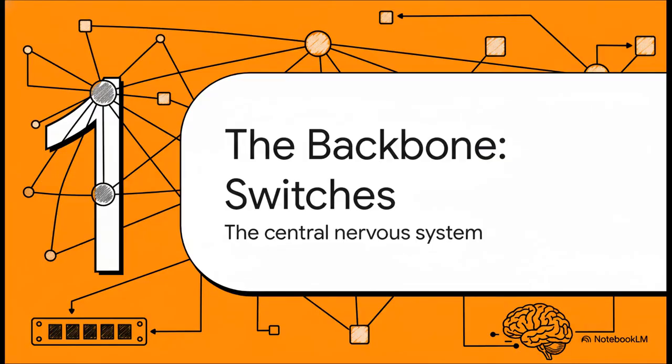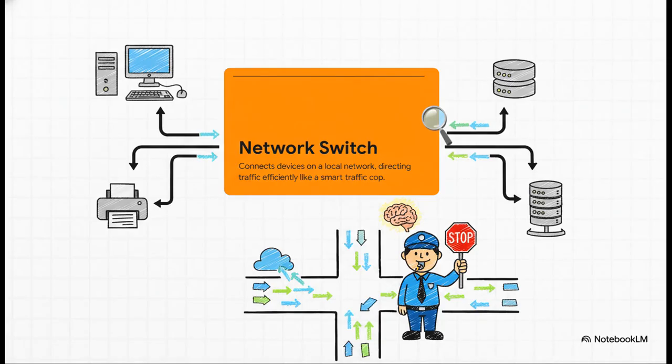Okay, let's start with the absolute backbone of any serious network, the switch. You really can think of it as the central nervous system. It's the hub where everything connects and talks to each other. So what's a switch really doing? Well, it connects all your wired devices, your computers, your printers, your servers, all on the same local network. The best way to think about it is like a really smart traffic cop. Instead of just shouting data out to everybody, it directs traffic precisely to the device that asked for it. And that makes your whole network way faster and way more efficient.